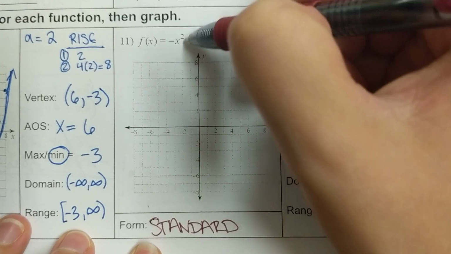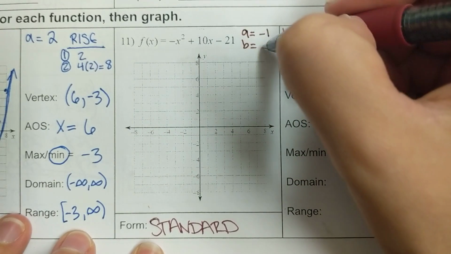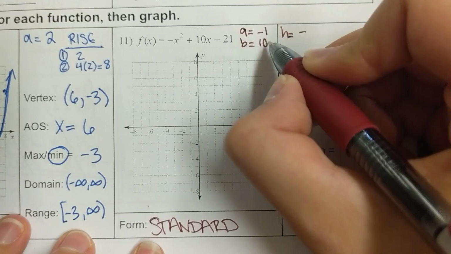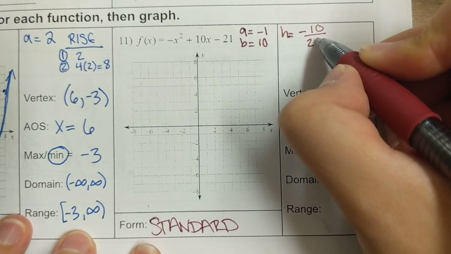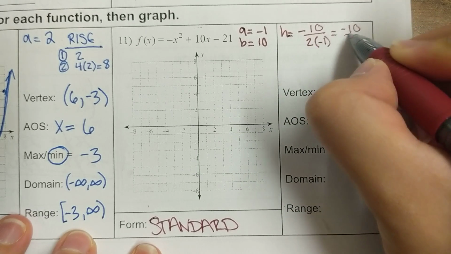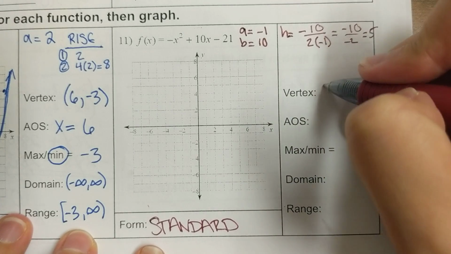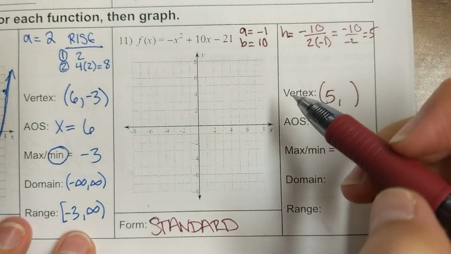So a is the number in front of our squared term, which is negative 1. b is the number in front of our x term, which is positive 10. So h is negative b, so if it's positive 10, then it's now negative 10 over 2 times a, which is negative 1. Negative 10 divided by negative 2 equals 5. That is the x part of my vertex, also my axis of symmetry.